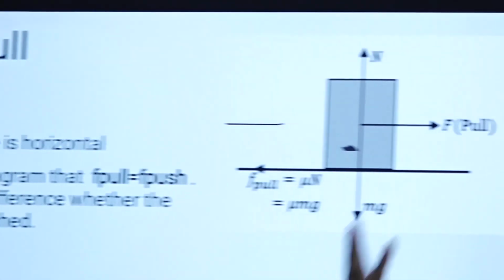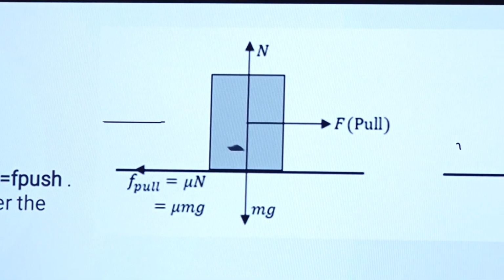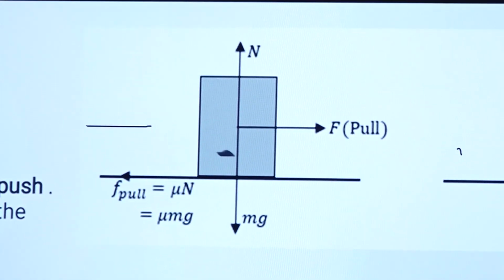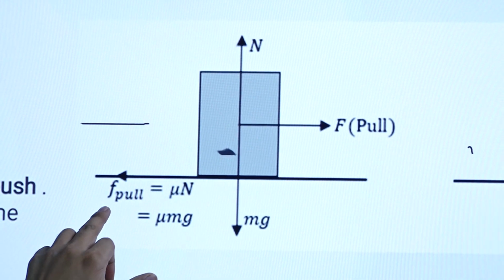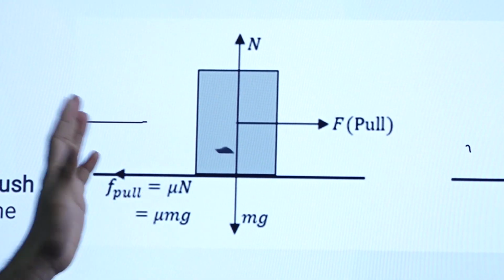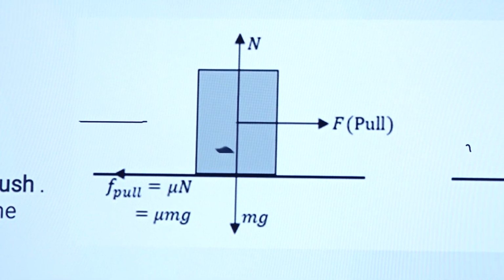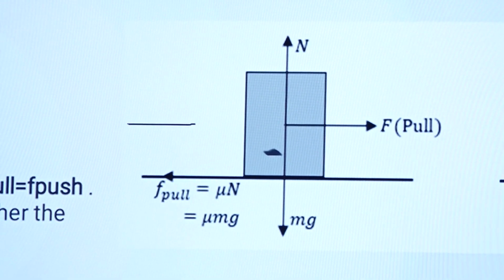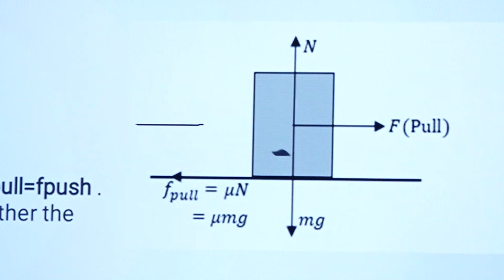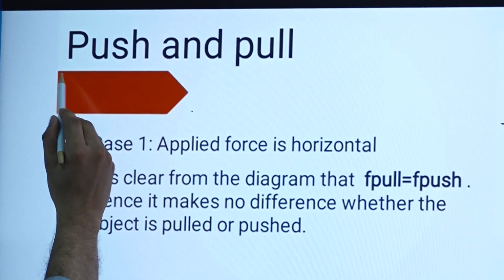So when the applied force is horizontal, whether you are pulling it or pushing it, it doesn't matter. In both cases, the force will be the same and the effort you are going to apply will be the same, right? Why? Because friction force will be equal to mu N, and the normal force is always constant. It is not changing, right? So the friction force is the same, applied force is the same, the applied effort will be the same. It won't change, right? Okay, so the first case we have seen already in push and pull.